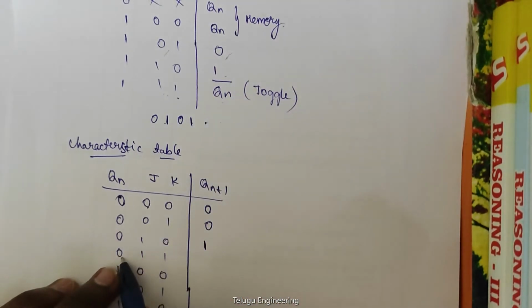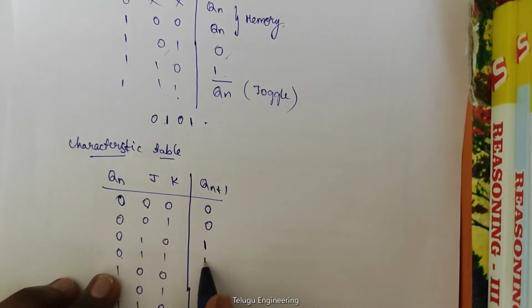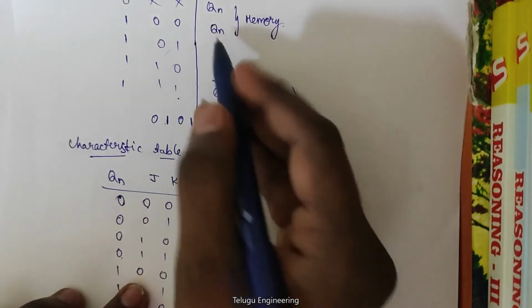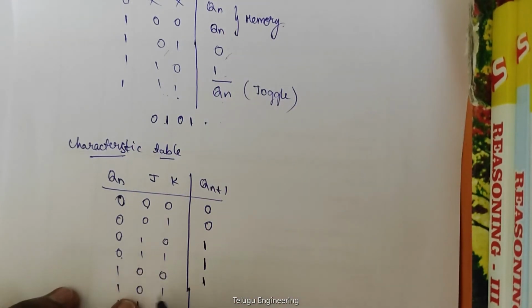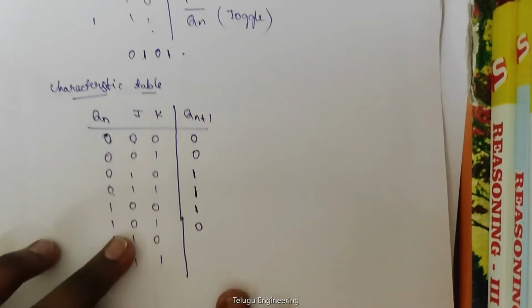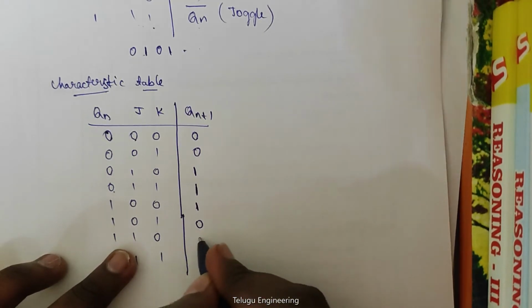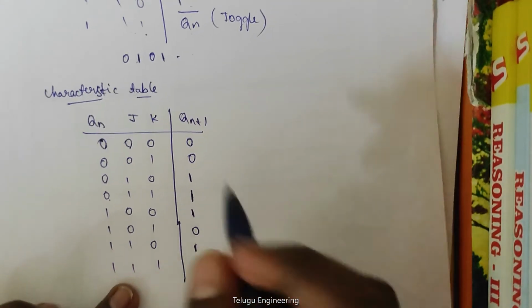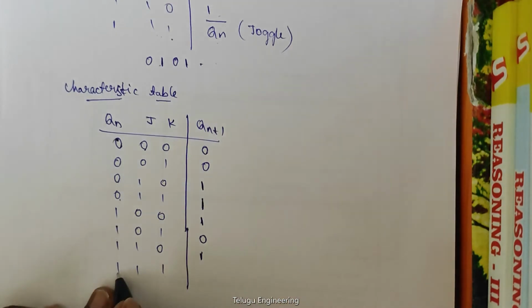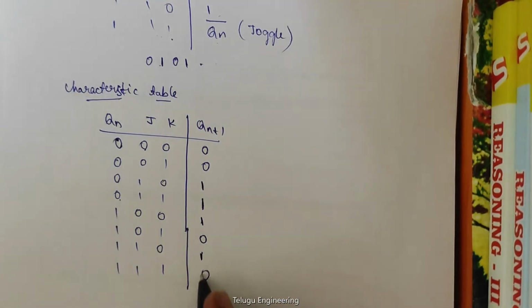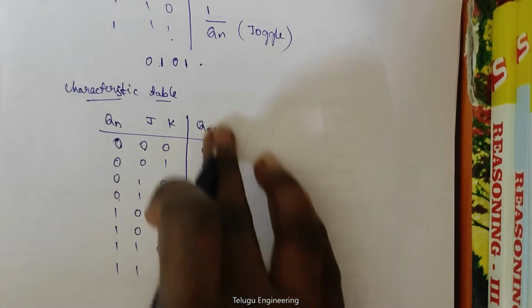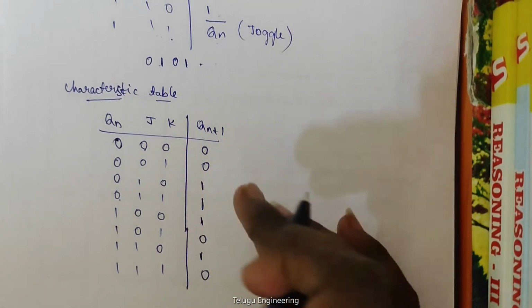So what is your Qn? It is 0, so its complement will be 1. Again, when you have 0 0, the Qn will be represented. 0 1 will be 0, and 1 0 will be 1, and 1 1 will be Qn bar. That means the complement of 1 will be 0. So this is the basic characteristic table of your JK flip-flop.